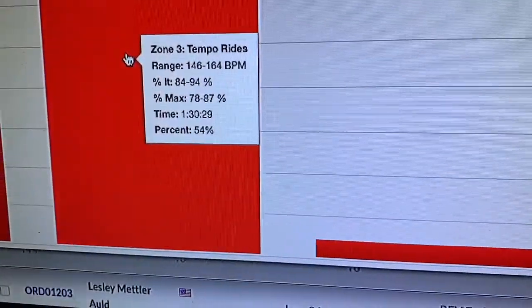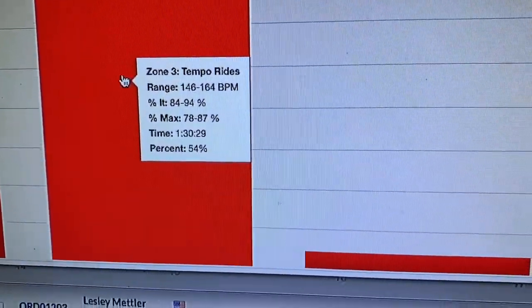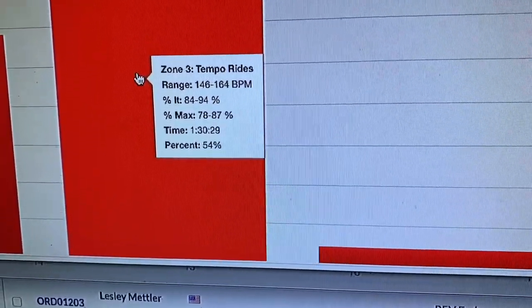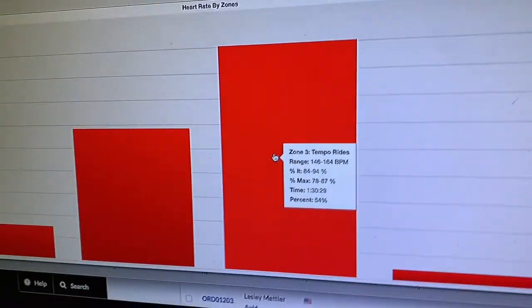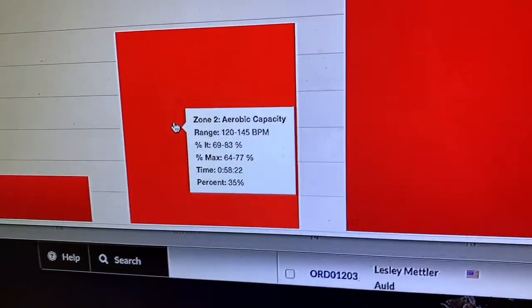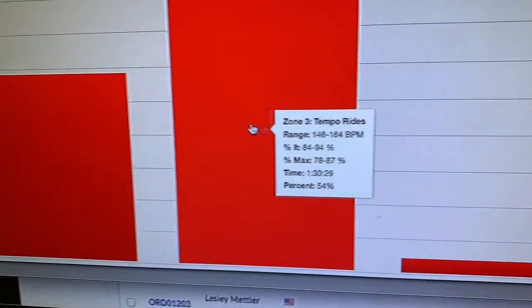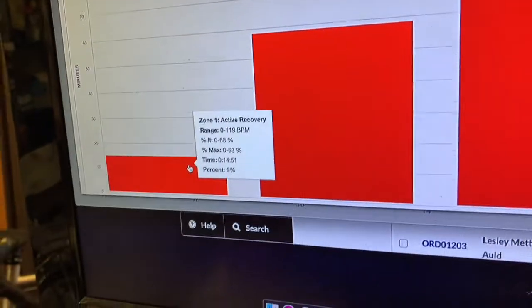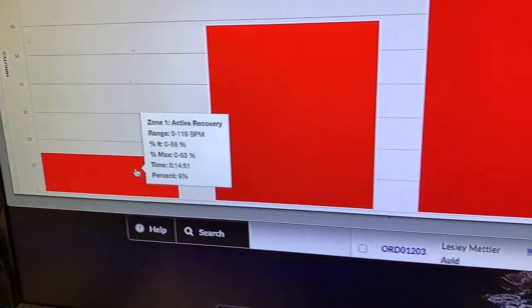I'm going to bypass heart rate for now, but just to show you that this was a tempo ride, and tempo for me is between 146 and 164 heart rate. So this particular ride was 1 hour and 30 minutes of the ride time, so about 54% of this ride was spent in zone 3, and then we go over here for zone 2, and that was another hour. Okay, so we've got an hour and 30 plus another hour. So that's 2:30. And remember, the ride was 2:48. So a little bit of time in zone 1. And of course, that's when you're descending hills and stuff. You're not pedaling.